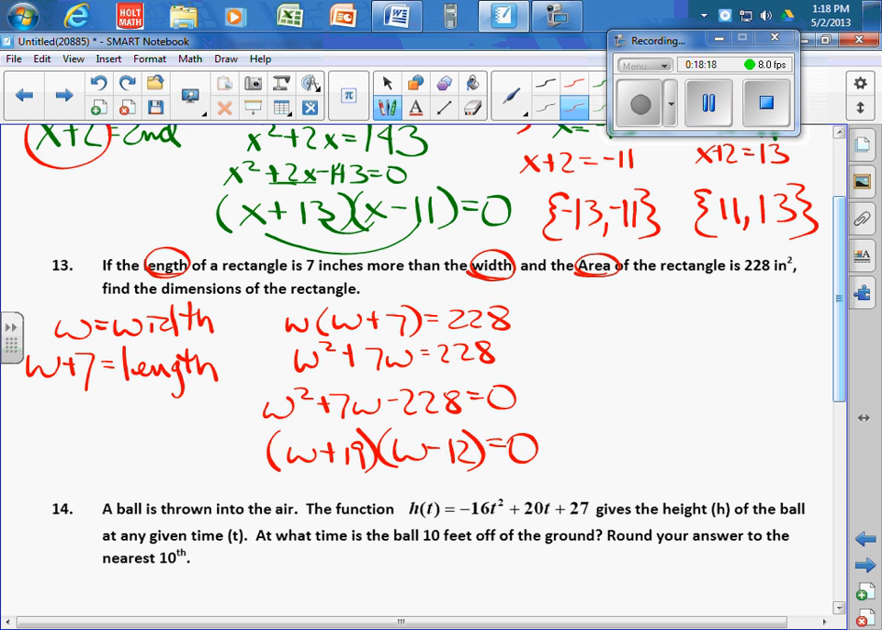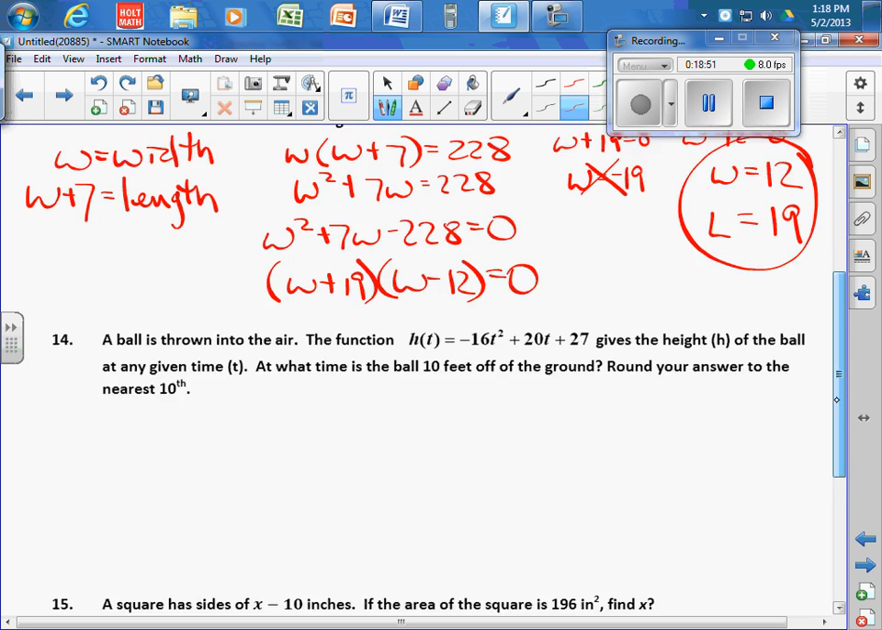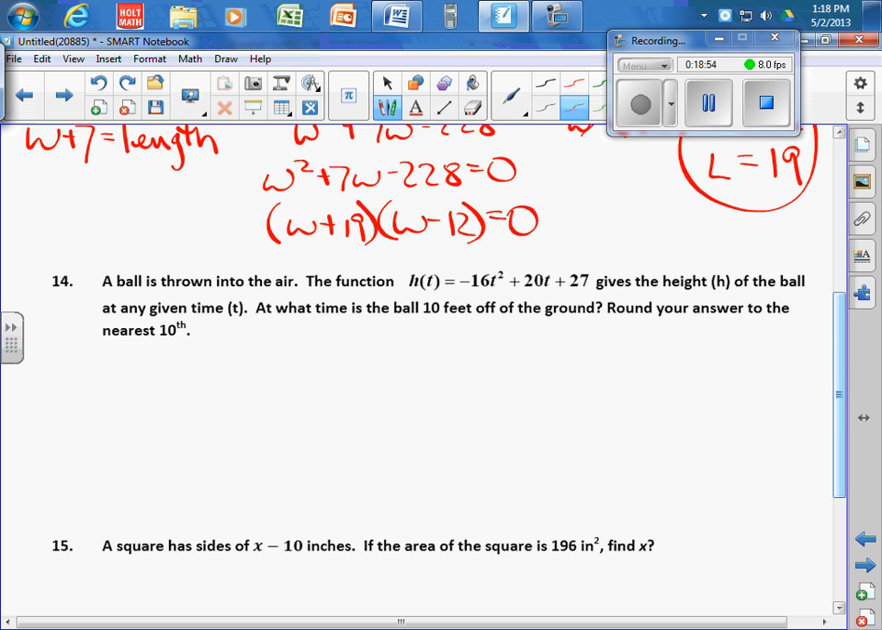19 times 12 is 228. 19 times negative 12 is negative 228. 19W minus 12W is 7W in the middle. So we factored it correctly. Now here's the deal though. When W plus 19 is equal to 0, that means W is equal to negative 19. We're not going to have a rectangle with a negative width, so we toss that one. Doesn't make sense. But we will get the width being equal to 12, which means the length then would be equal to what? 19.